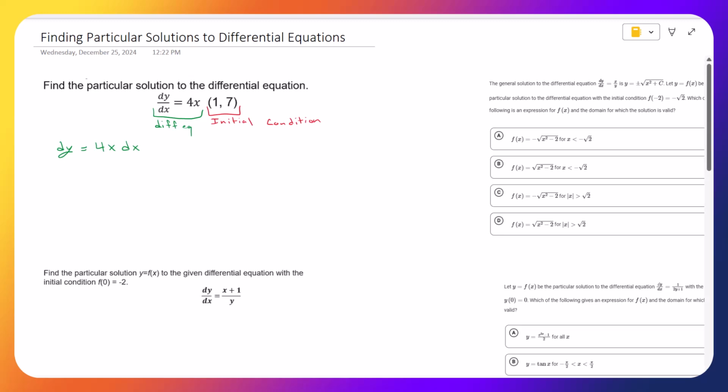And then how do we get rid of these dy's and dx's? Well, we're going to integrate it, and I'm actually going to write the 1 so I know what I'm integrating on my dy side. What is the antiderivative of 1? Well, that's just y. What is the antiderivative of 4x? That's going to be 2x squared plus c.